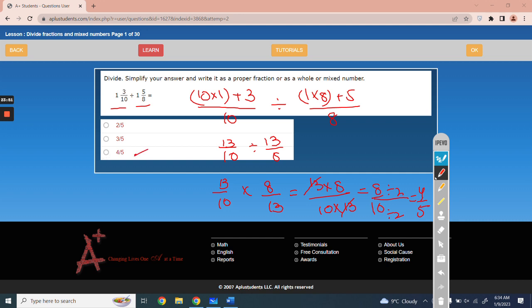Let me just revise. You have to convert from proper fraction to improper fraction. We have already done this in the previous grades. Just do 10 times 1 and add 3. 10 times 1 is 10 and 3, 13 over 10. For the second fraction, do 8 times 1. 8 times 1 is 8, and add the 5. 8 plus 5 is 13 over 8.